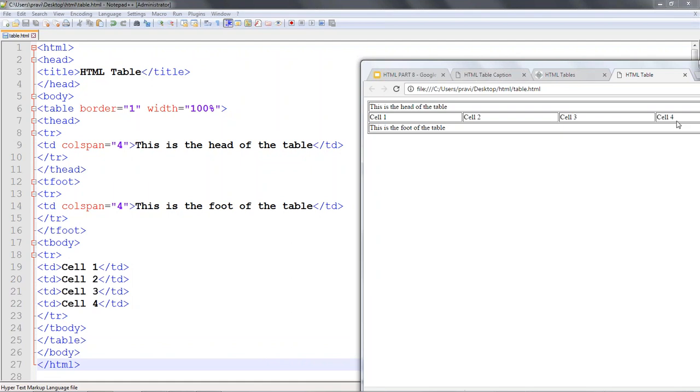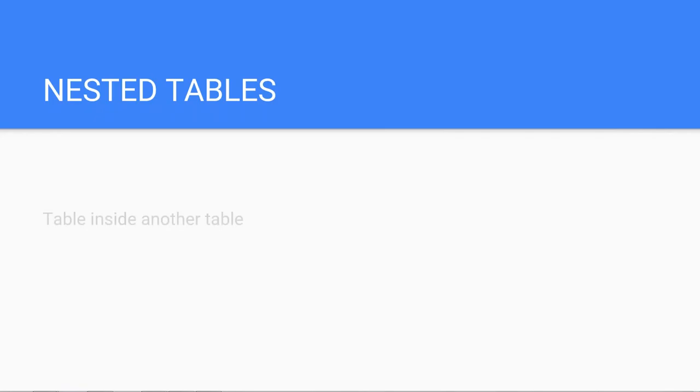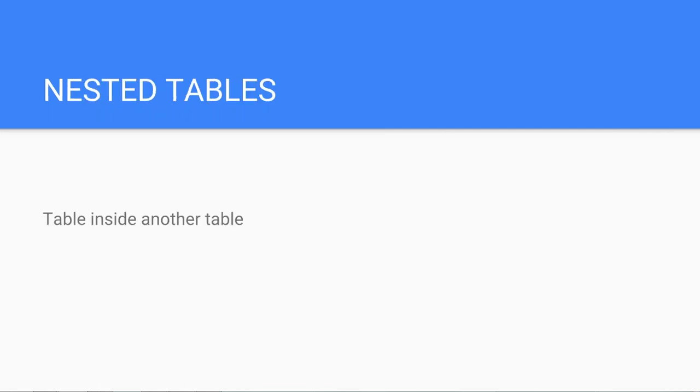And the next topic is nested tables. You can use one table inside another table. Not only tables, you can use almost all the tags inside the table data tag, TD. Basically, a nested table is a table inside another table. So let's have a look at the example before we close the session.